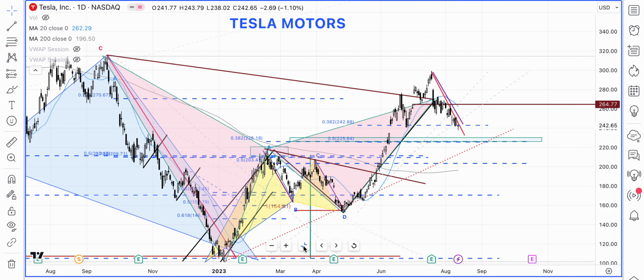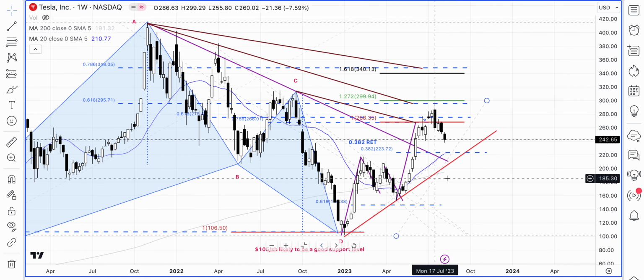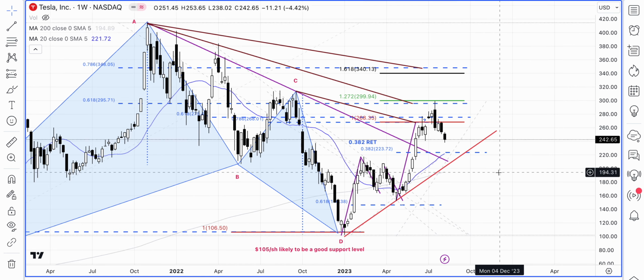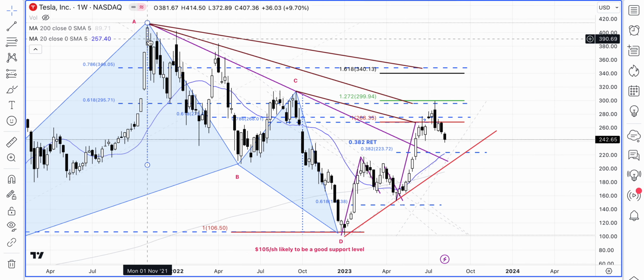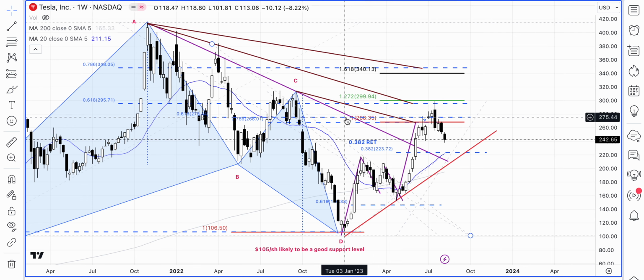Let's take a look at the weekly chart. So here is our weekly chart. Ever since the market broke the $210 per share level, we had upward targets which were met. First, we were looking at about $270 per share, and then we also had the $300 per share level, and that is basically the 61.8% Fibonacci retracement from the November 2021 highs to the lows of 3rd of January 2023.